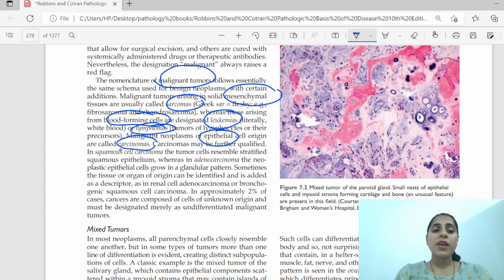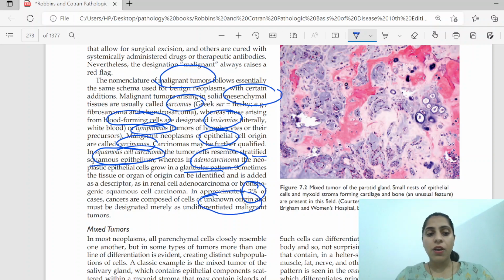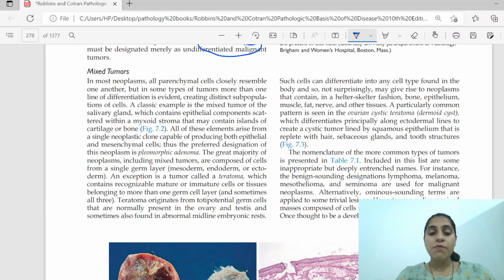Further, the carcinoma can be a squamous cell carcinoma or an adenocarcinoma, depending upon whether its origin is stratified squamous epithelium or glandular epithelium. Approximately 2% of cancers are of unknown origin, where we cannot find out what the origin was. Then there are mixed tumors.